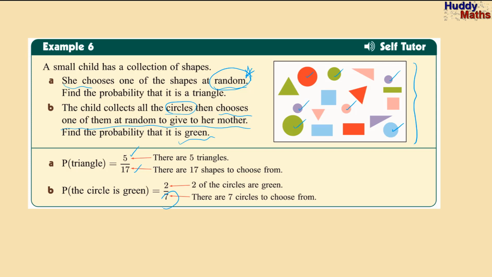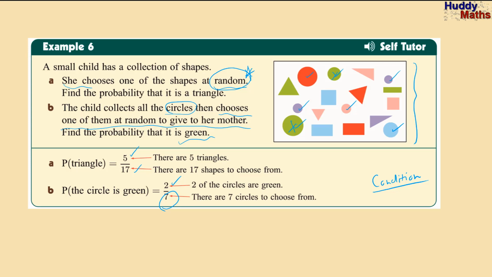So down here it's not out of 17 anymore because it's conditional probability. We have changed the conditions of the experiment. It's now not out of just the shapes, it's out of the circles. She collects all the circles first. And how many are green? Well, there are only 2 of them. This one here and this one here.